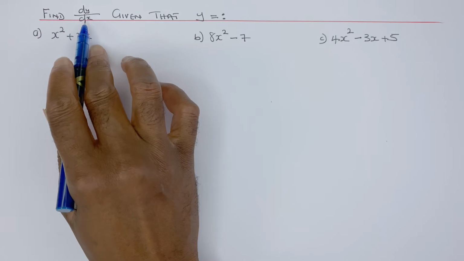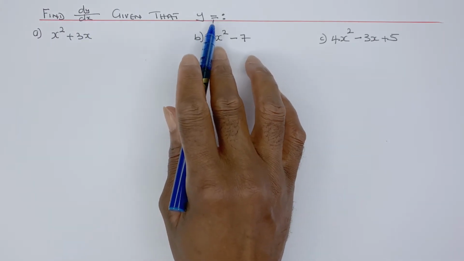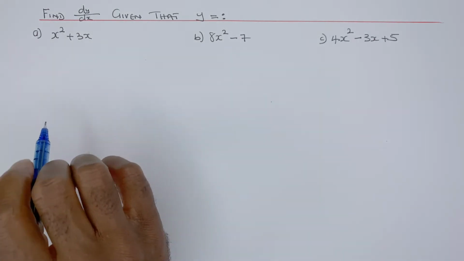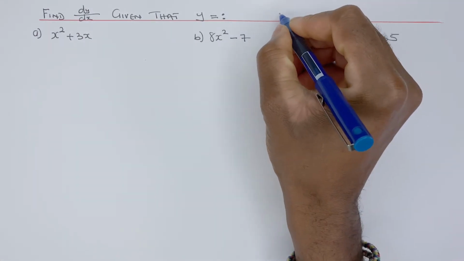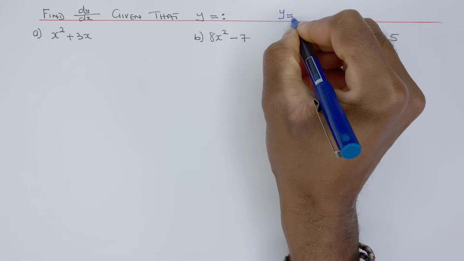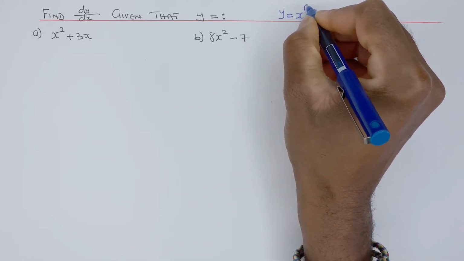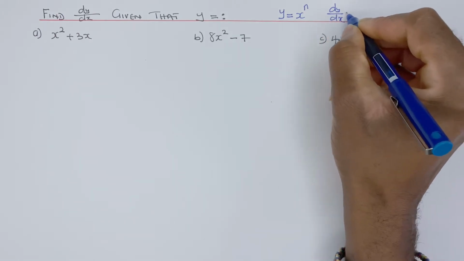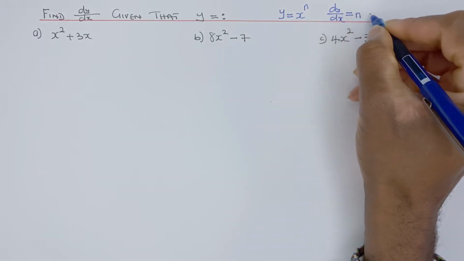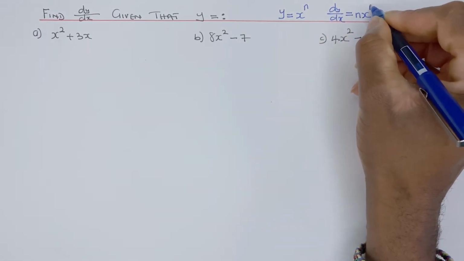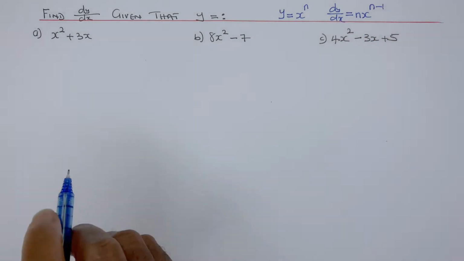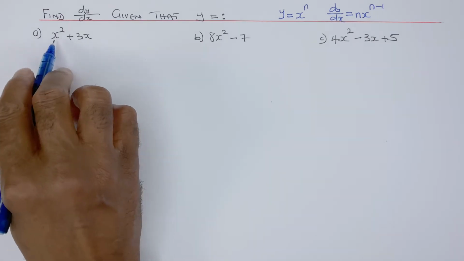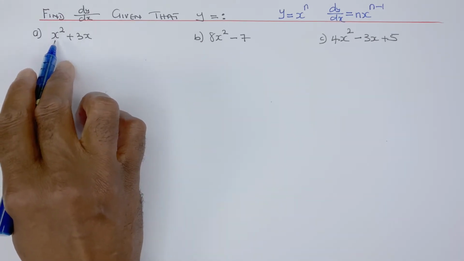Find dy/dx given that y equals x squared plus 3x. To find dy/dx, you have to make sure y is in the form of x to the power of n, then dy/dx will be equal to n x to the power n minus 1. So here, it's a composite function. We've got two terms, so we have to do each one separately.